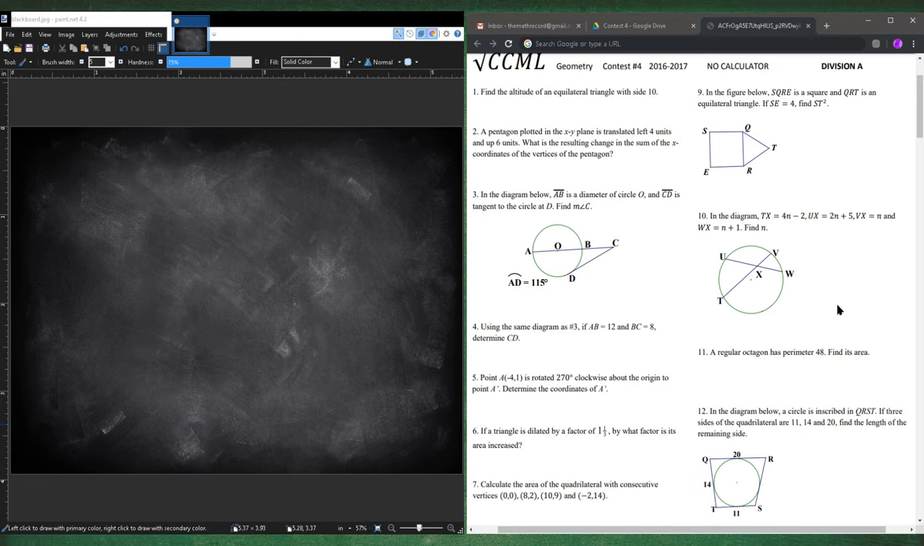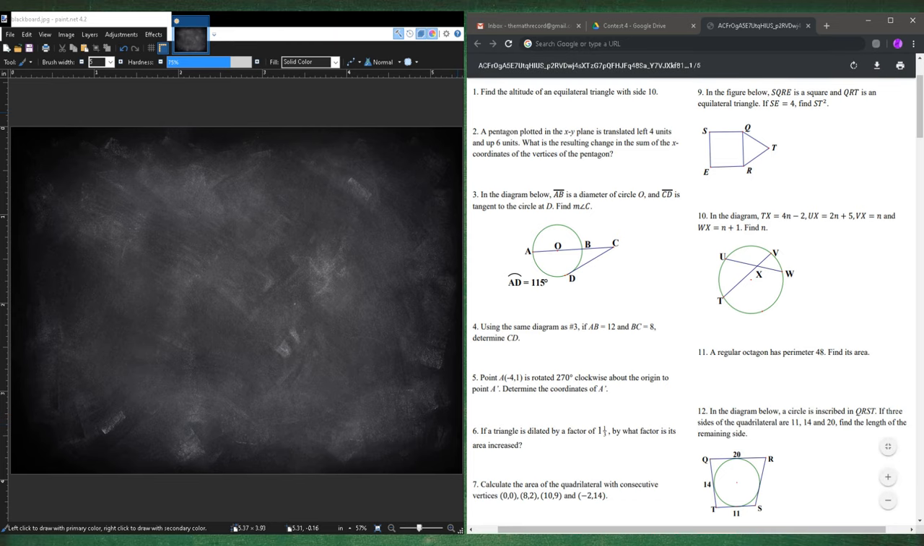Number 10. In the diagram, tx is equal to 4n minus 2, ux is equal to 2n plus 5, vx is equal to n, and wx is equal to n plus 1. Find n. So basically, this is also an inscribed angle property. What you need to know is that the opposite sides multiplied together equal the other pair. So uv times xw is equal to tx times xv.